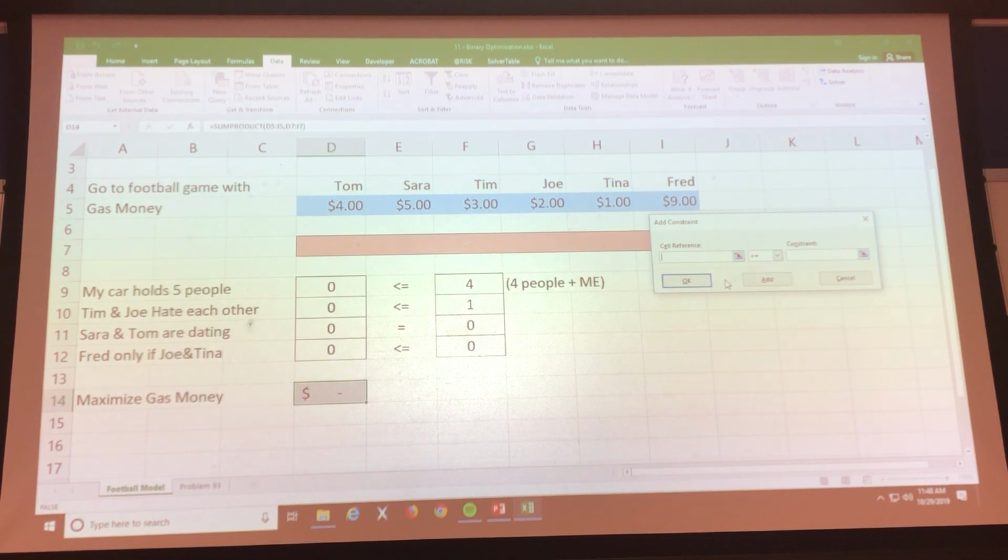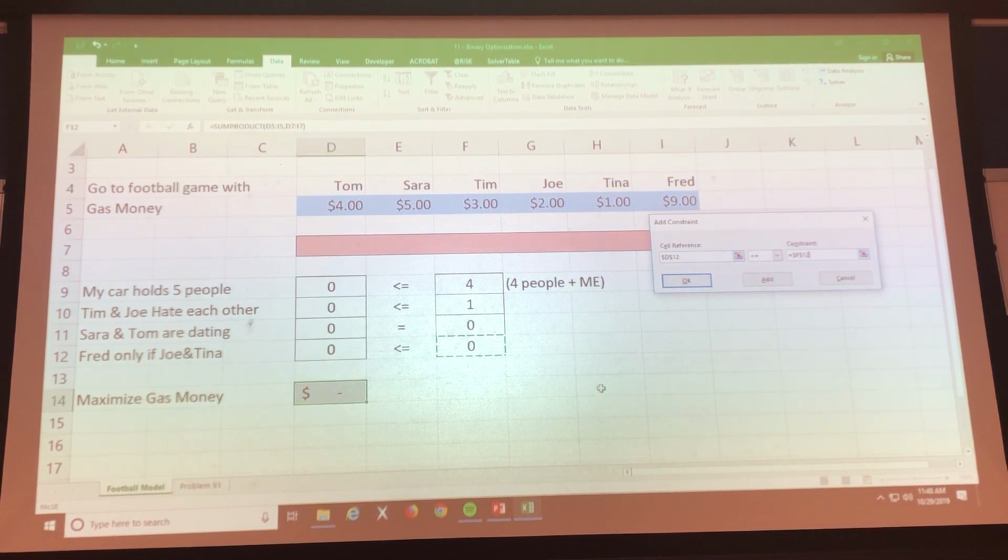Add in the constraint about Tim and Joe hating each other, which basically was the cell that added up Tim and Joe. Make sure that's less than or equal to 1. Okay, so D10 has to be less than or equal to F10. Add in the constraint about Sarah and Tom dating. That's now in D11 equal to F11. And the last one, which was more complicated to put in, but it's in D12 and it has to be less than or equal to F12.